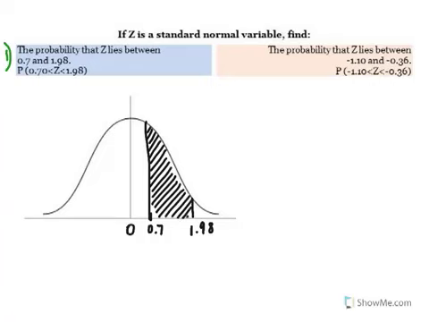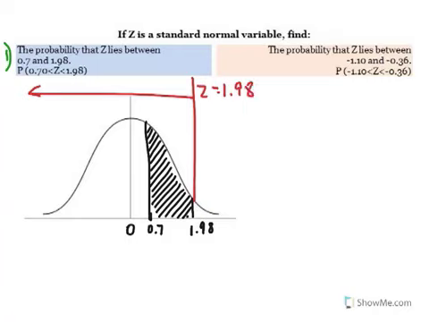So how do we find that? Intuitively we know that this will involve some subtraction, right? So what we're going to do here is find the area that corresponds to the left of z = 1.98, right?